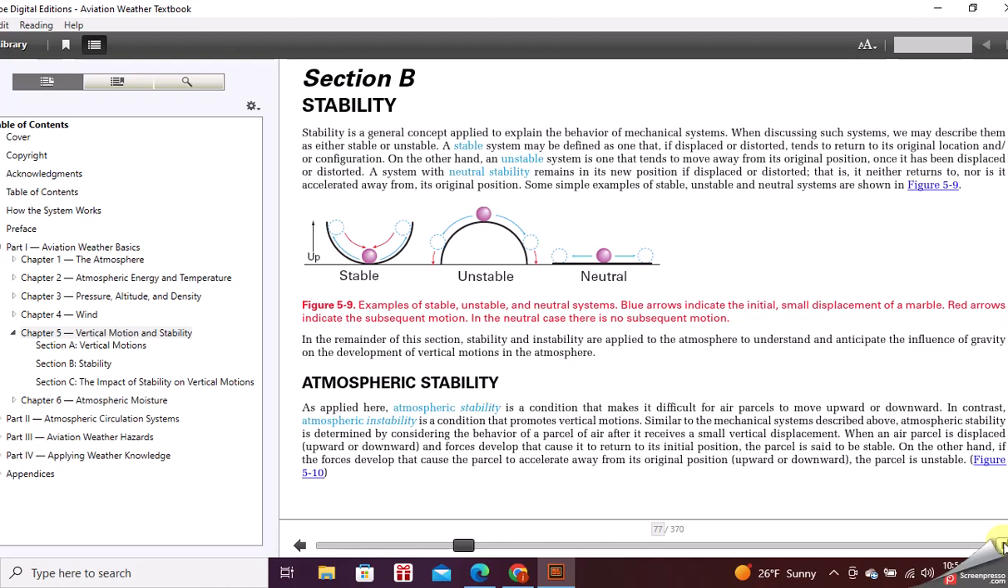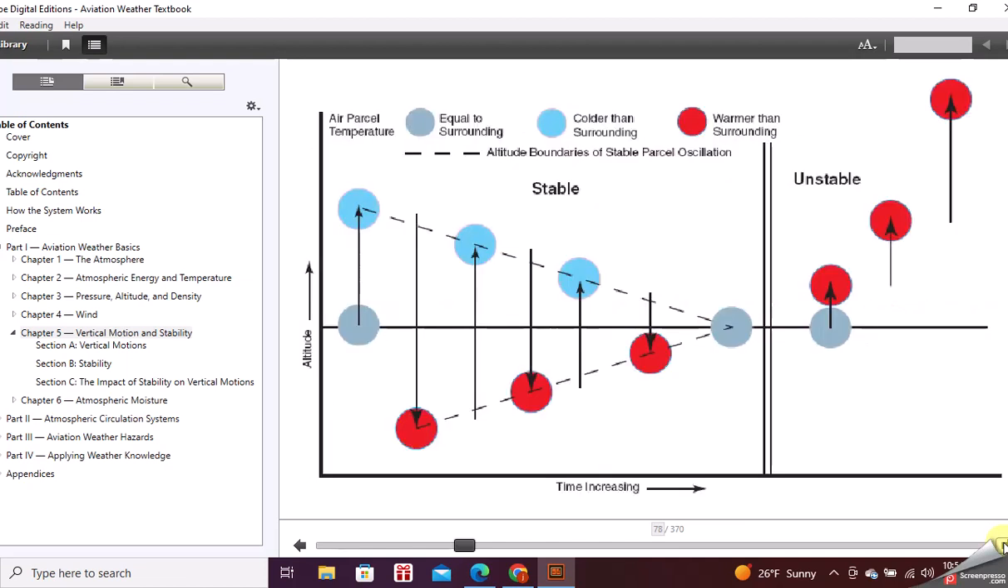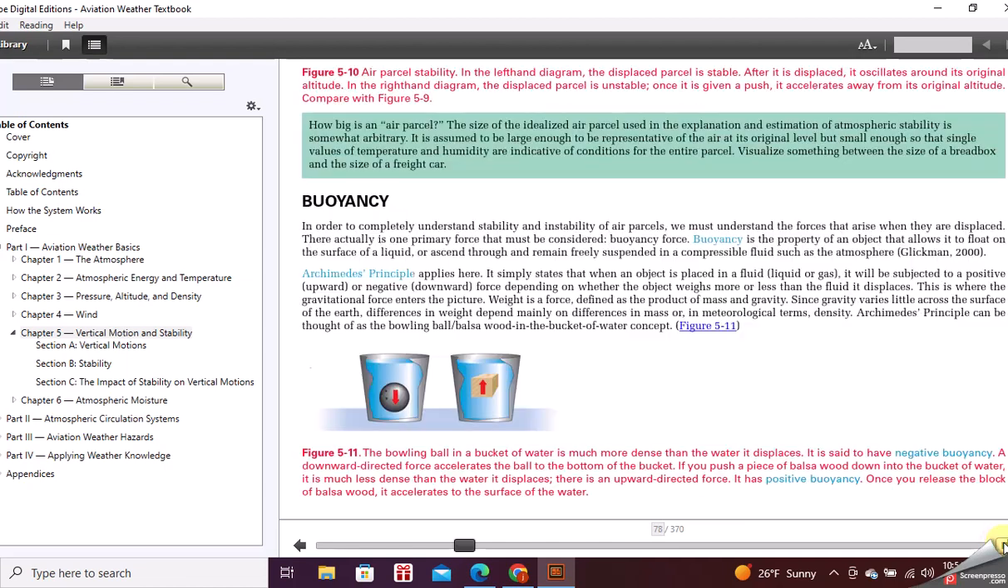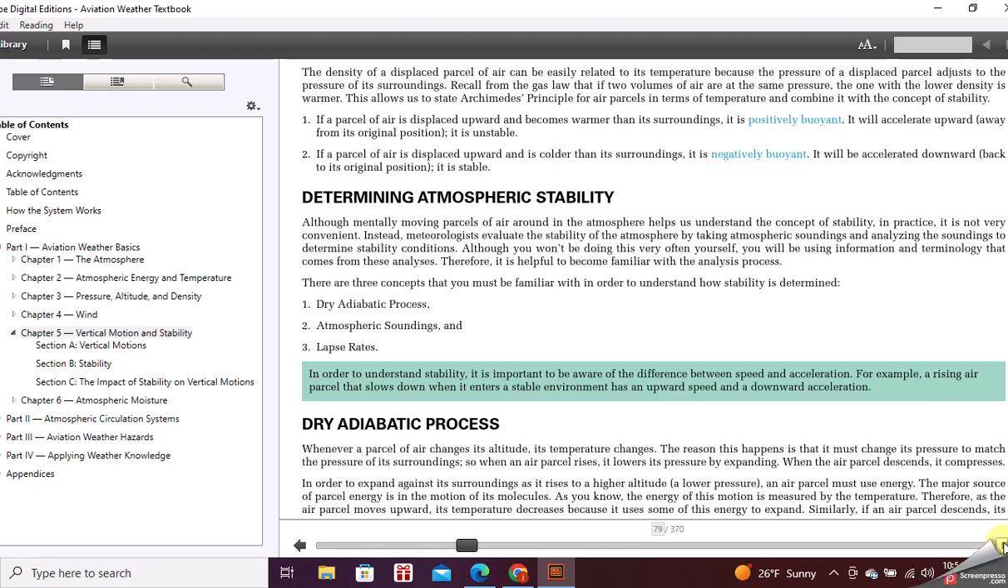When the air, on the other hand, gets colder, what happens? It sinks back down. It's always trying to find the same level of density. So you look at atmospheric stability in terms of a couple of things.